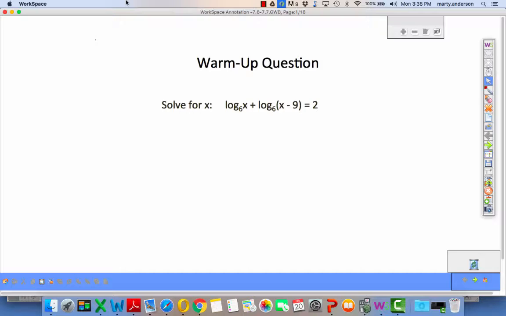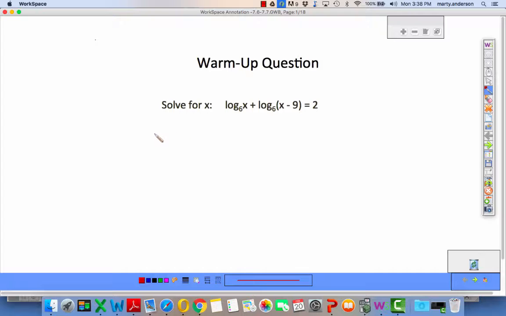Start with this warm-up question, which comes to us from 7.5. Just a little reminder about some of the important things you need to pay close attention to. This has 2 logs and then no log over here. So this one, remember, if there's logs everywhere, you're getting 1 log equal to 1 log, and then you can drop the logs and solve. This is one where you need to write it in exponential form.